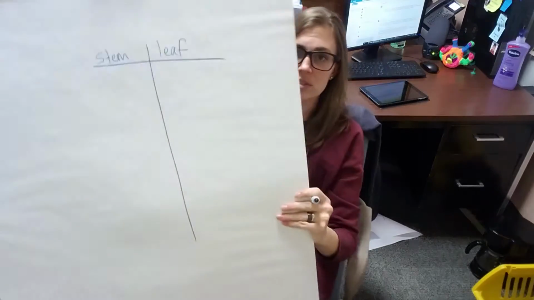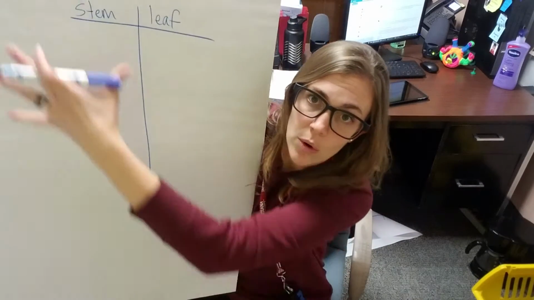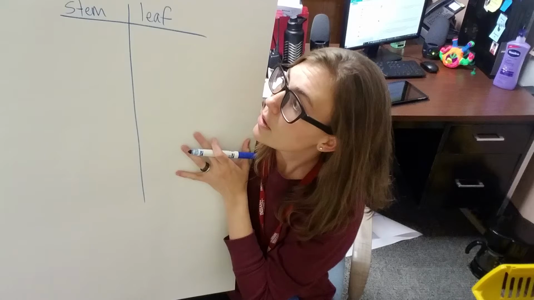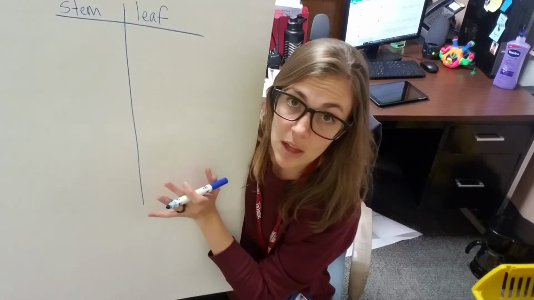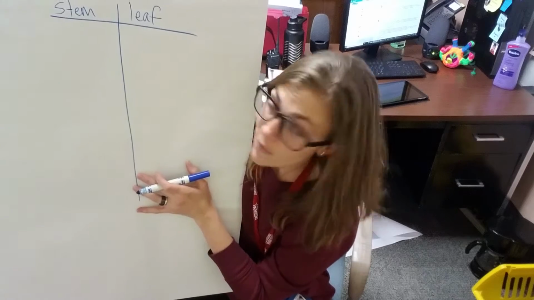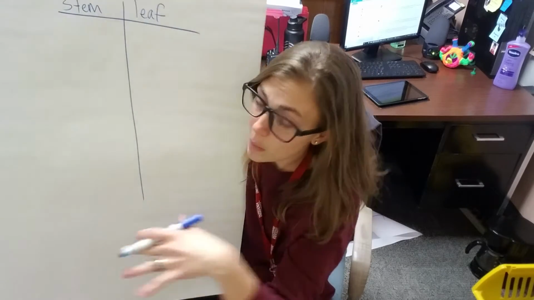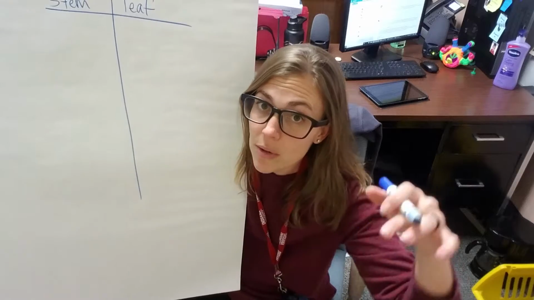Okay, and so the reason why I use a stem and leaf plot is so that you can organize things from least to greatest really easily, and then you can find the mean, the median, and the mode. So you can find an average and find out a whole bunch of different things statistically, which I'm going to talk to you guys about next week.